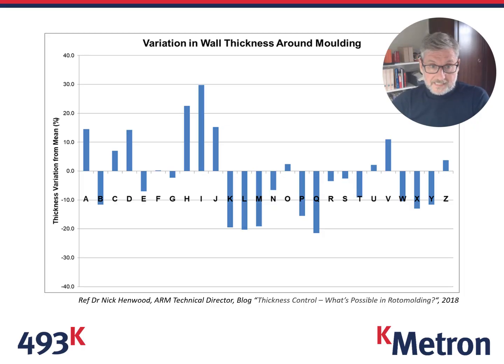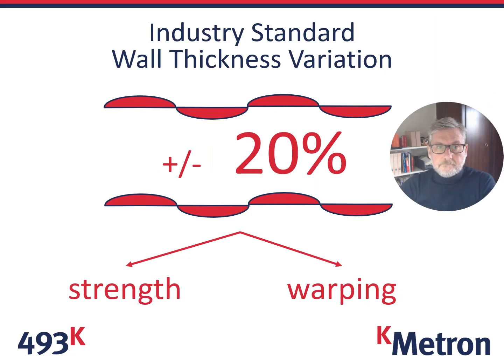This, unfortunately, in rotational moulding is a standard variation that one would expect to see. It is not unusual within our industry to see wall thickness variations of up to plus and minus 20%. This is an awful lot more than what we would often expect, but following a call to the industry, this was the number that kept repeatedly coming back to us, plus and minus 20% wall thickness.